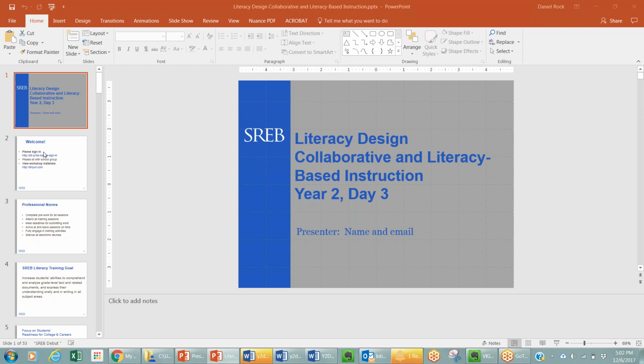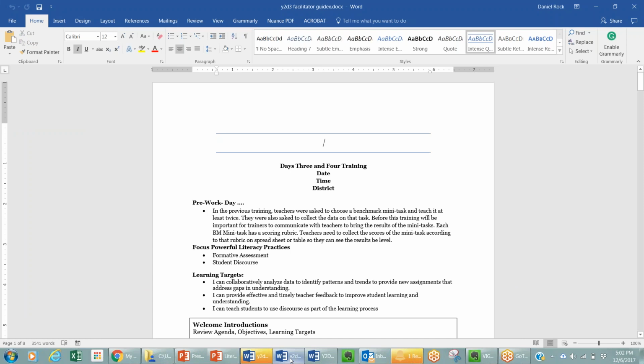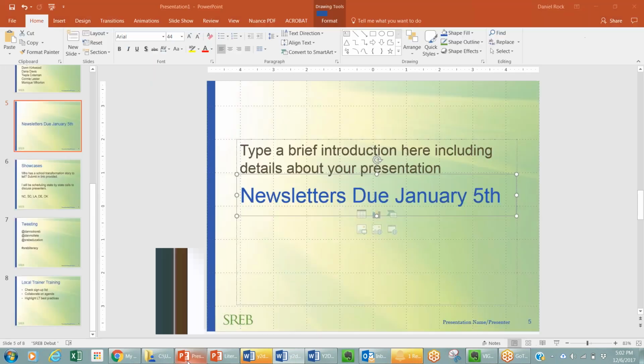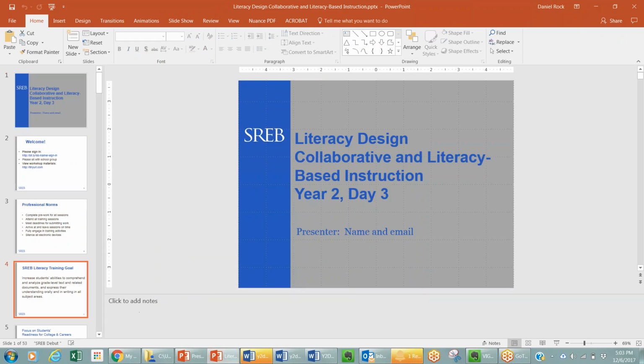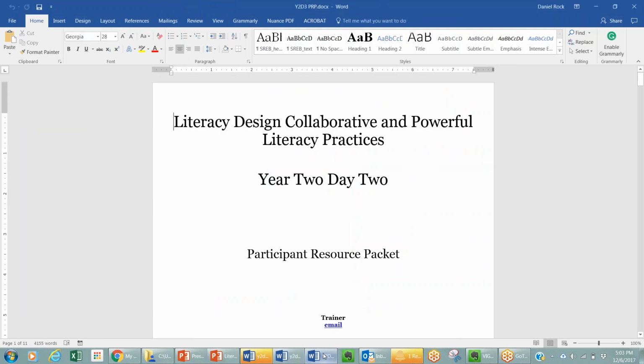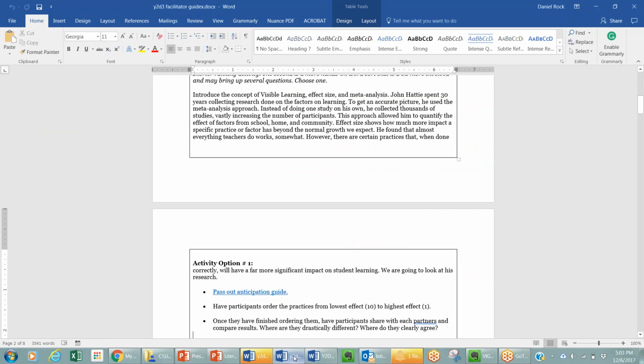I've got the PowerPoint open. I've also got the facilitator guide. With the facilitator guide, like in our other trainings, everything in it is cut and pasted into what becomes the trainer notes. So the facilitator guide is sort of a one-stop shop for the step-by-step process as a narrative. But when you get to the training, it's all cut and pasted into the bottom.